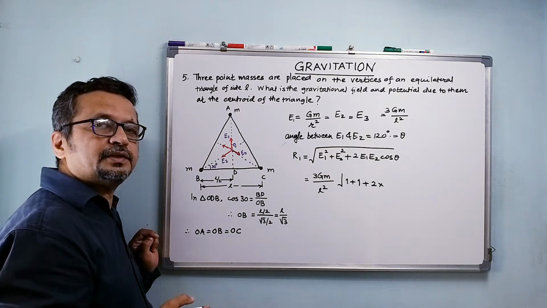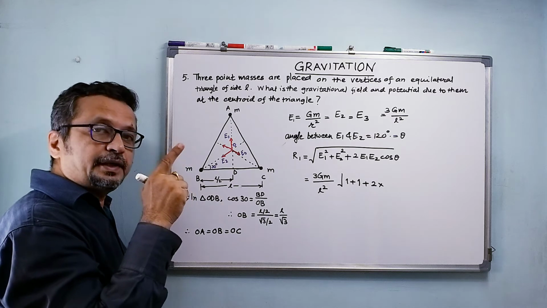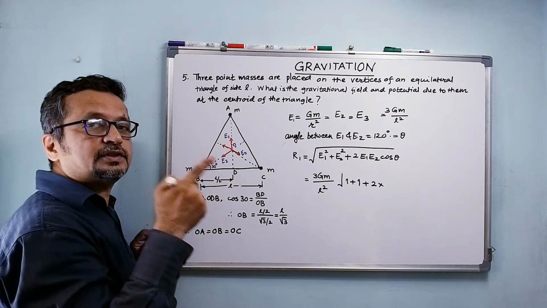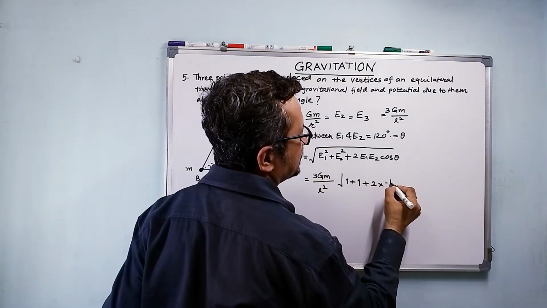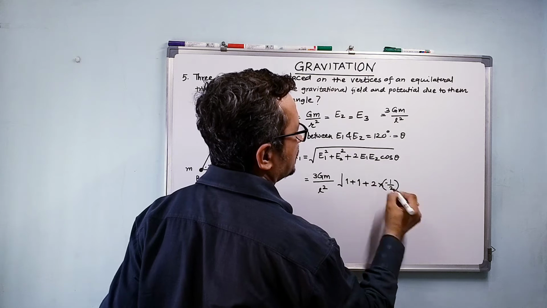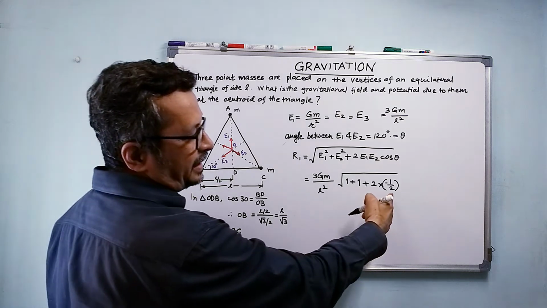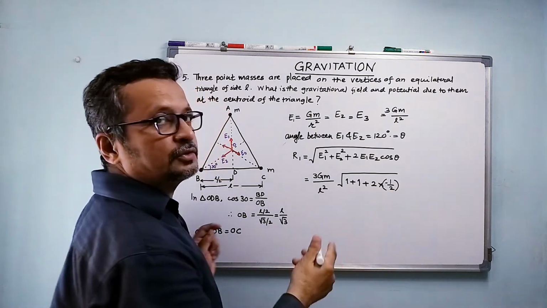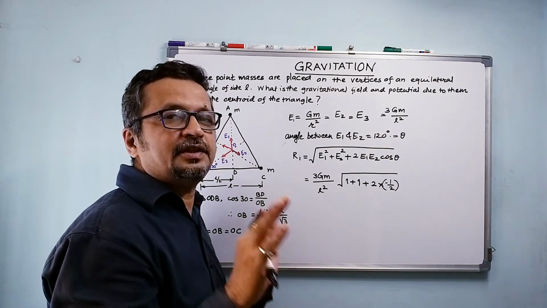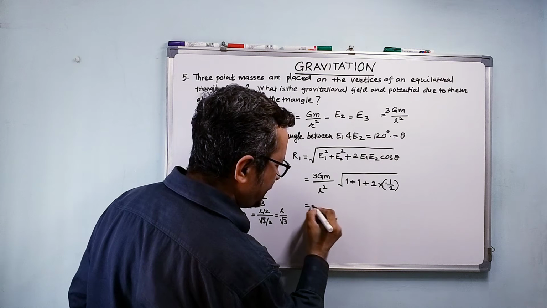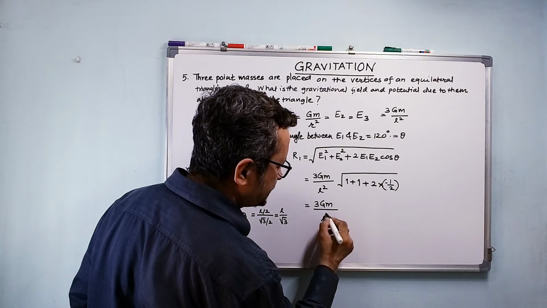What is cos of 120? Cos 120 is cos of 90 plus 30, and it is going to be equal to minus half, correct? And then square root of that. So 2 into minus half is equal to minus 1. So 1 minus 1 is 0. So what I'm left with is only 1 in the root sign. So my resultant here is 3 Gm upon L square.